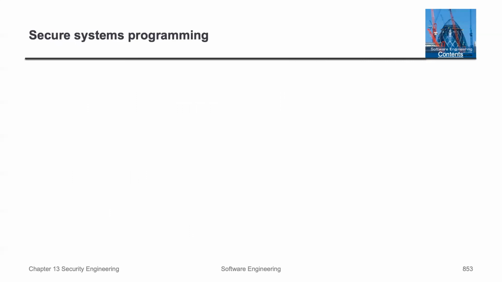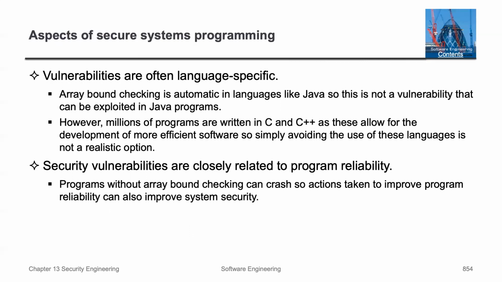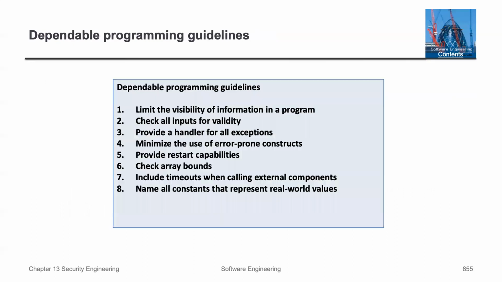Okay, what about secure system programming? So here are some aspects of secure system programming. Vulnerabilities are often language specific. Array bounds checking is automatic in languages like Java, so that's a good thing. However, millions of programs are written in C and C++, and so you need to be careful of things that are written in those languages. Security vulnerabilities are closely related to program reliability. And so programs without array bound checks can crash. So actions taken to improve program reliability can improve system security.